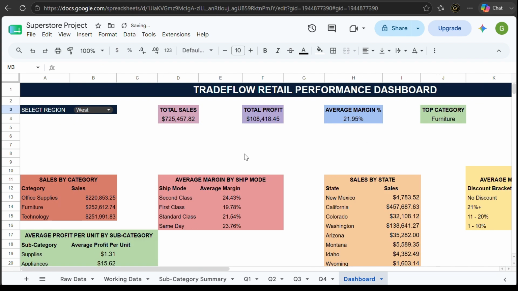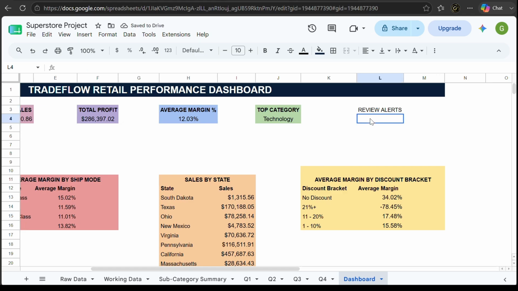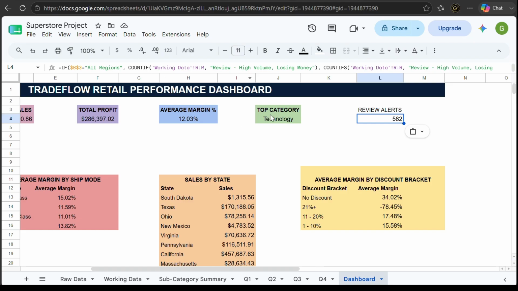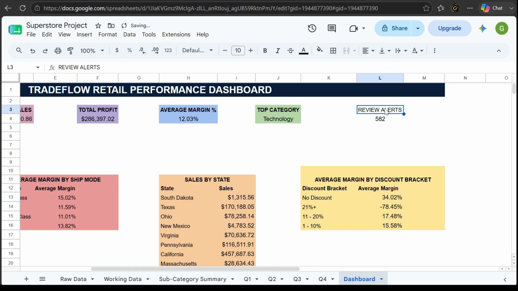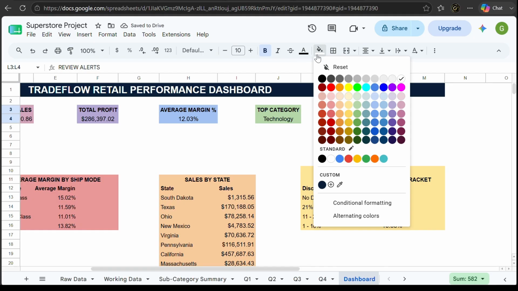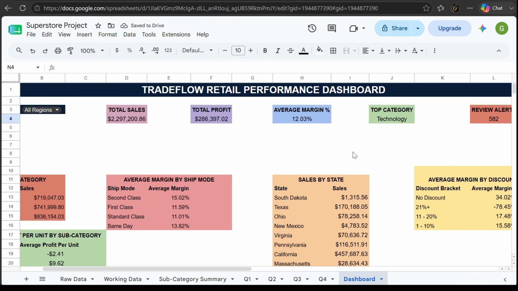Yeah, right here. So to change to all region, I'm going to just do Control V here. 582 review alerts in all regions. That's very, very interesting, right? So most of our work is done already. We just have to create fancy, nice charts to fit in everything that we have. So that's going to be our next task now.